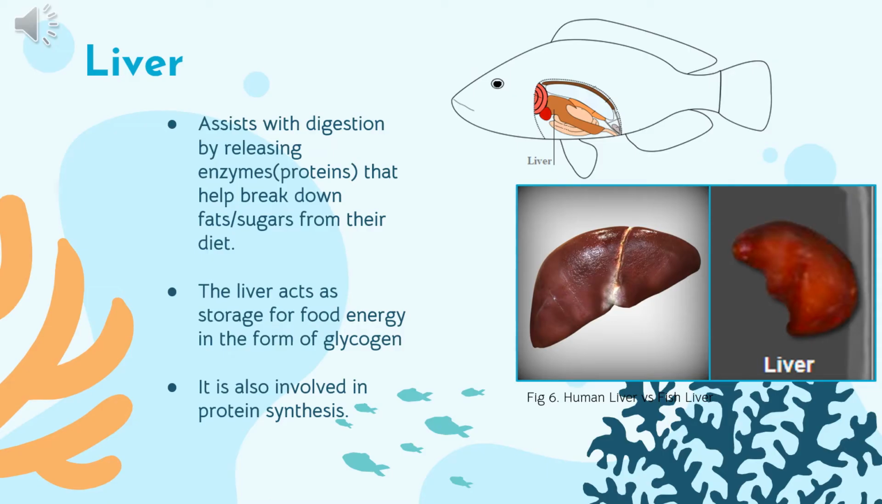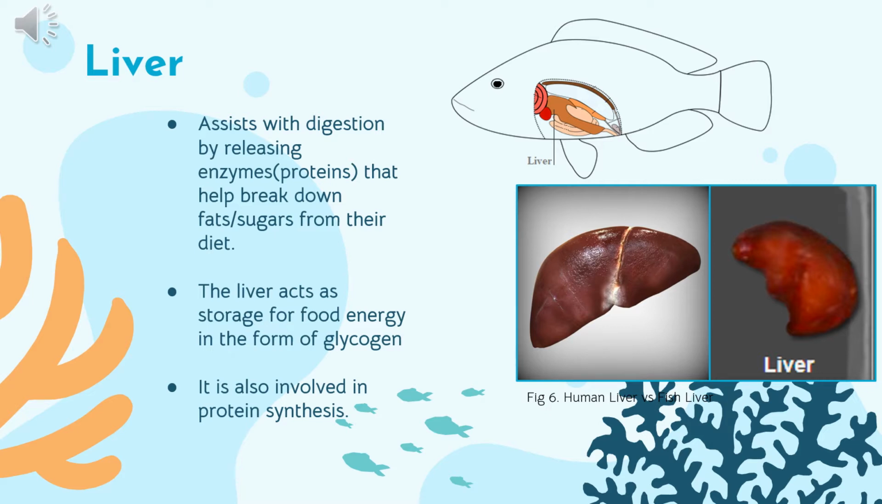Alrighty, so now I'll be discussing the liver. Not only does it help regulate and control blood, but it also helps with digestion by breaking down food. This is done by releasing special proteins. They help break down fats and sugars from the food that the fish has eaten. The sugars from the food are broken down into smaller pieces known as glucose. These smaller pieces will provide the fish with more energy, and any leftover is changed into another substance called glycogen.